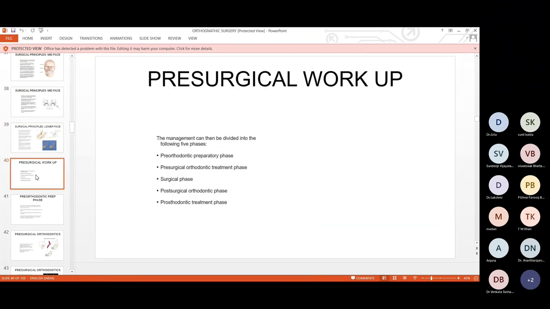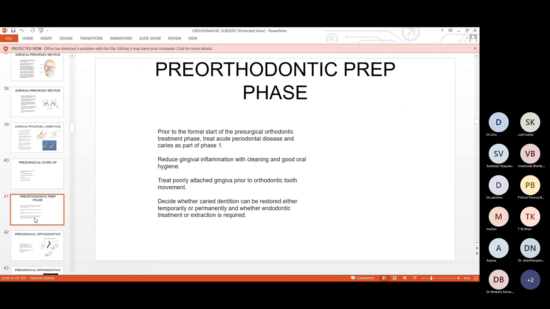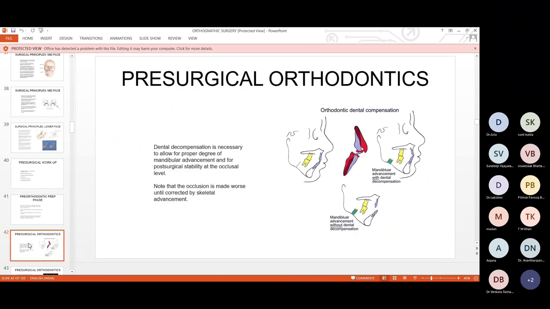These are some of the pre-surgical workup phases. It is a pre-surgical orthodontic phase, a surgical phase, a post-surgical and a prosthodontic treatment phase. In the pre-orthodontic phase, we treat the poorly attached gingiva prior to the orthodontic tooth movement, any caries is taken care of, and of course any endodontic treatment or extraction, if required, is done. Pre-surgical orthodontics is extremely important, in which the dental decompensation is necessary to allow for the proper degree of mandibular advancement and for the post-surgical stability of the occlusion pattern.